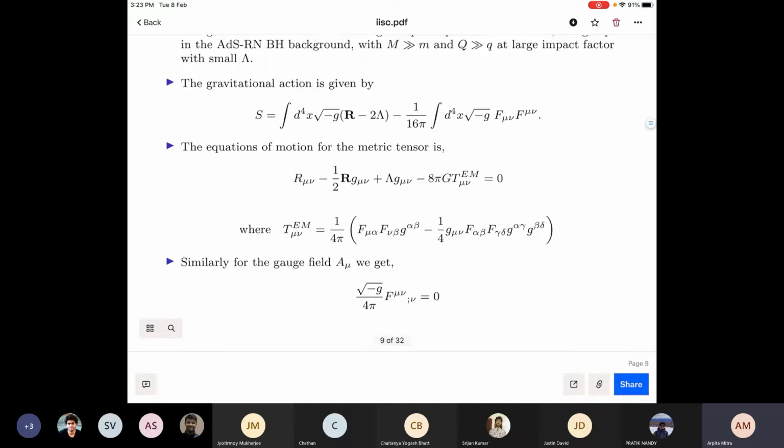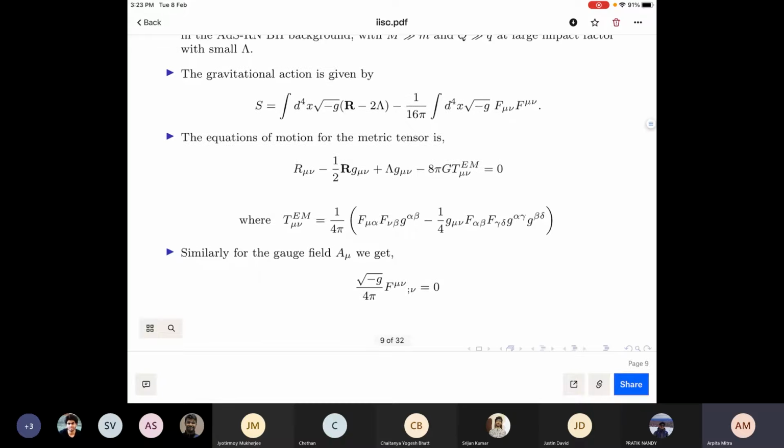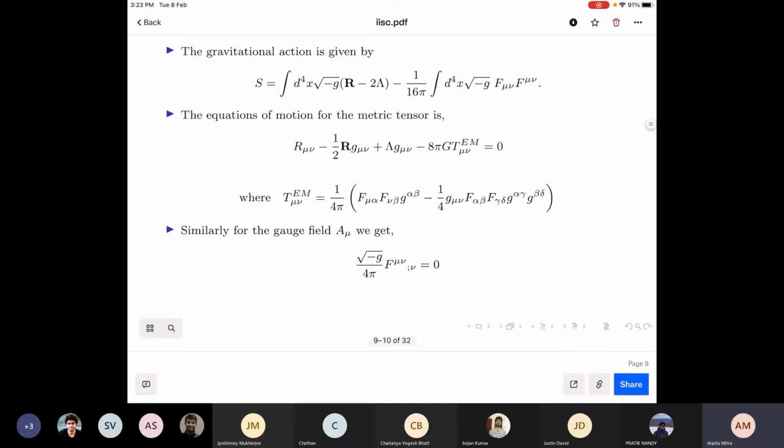So we begin with the gravitational action, which consists of the Hilbert action and the Maxwell action. Then we vary the action with respect to the metric and the gauge field, and we obtain the equations of motion, the Einstein equation and the Maxwell equations.